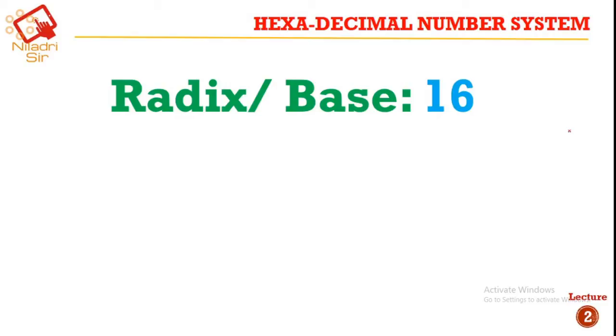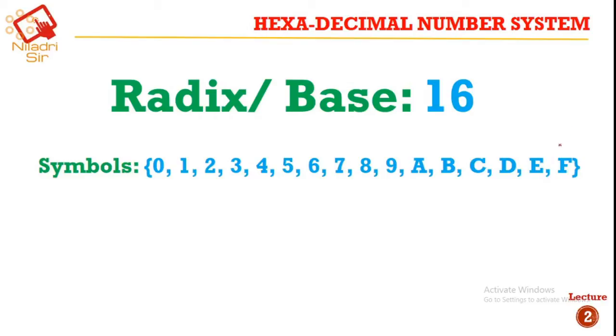So from 0 to 9 there are 10 digits, and there will be another 6 digits. So capital A will be represented as 10, B will be represented as 11, C will be represented as 12, D will be represented as 13, E will be represented as 14 and F will be represented as 15.